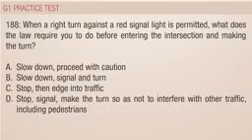Question 188. When a right turn against a red signal light is permitted, what does the law require you to do before entering the intersection and making the turn? A. Slow down. Proceed with caution. B. Slow down. Signal and turn. C. Stop, then edge into traffic. D. Stop, signal, make the turn so as not to interfere with other traffic, including pedestrians.